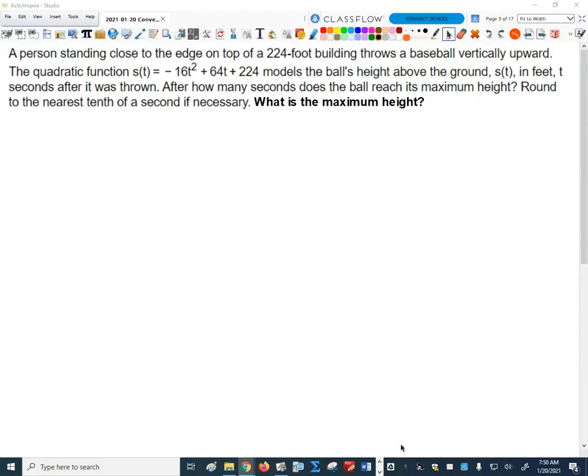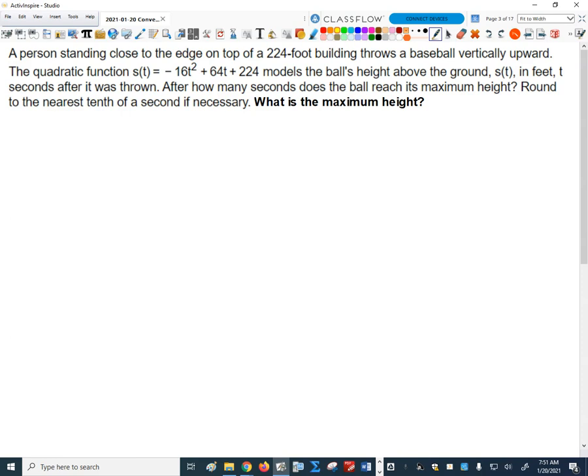Okay, a quick review of graphing quadratics in standard form. We got one more application problem I wanted to go through with you guys. So here we've got a person standing close to the edge on the top of a 224-foot tall building, throws a baseball vertically upward. And so the baseball is going to rise vertically and then come right back by him and continue on falling down towards the ground below the building.